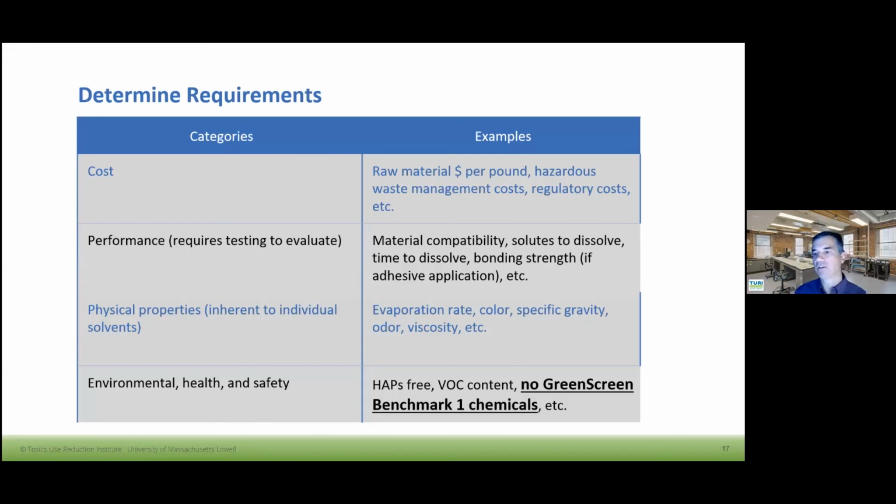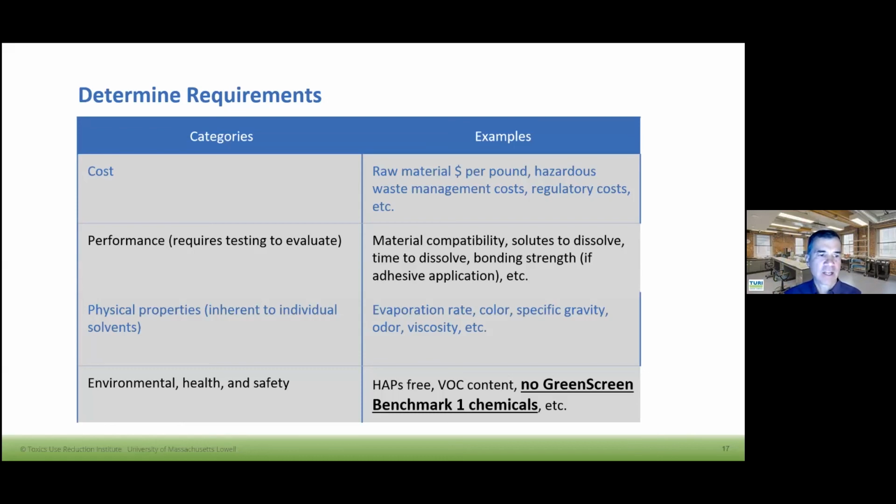So this is factors that require testing to evaluate. So you want to make sure the solute dissolves in a certain amount of time. If you were looking at adhesives, you'd want to test and measure the bonding strength. So whatever the specific requirements that need to be tested.